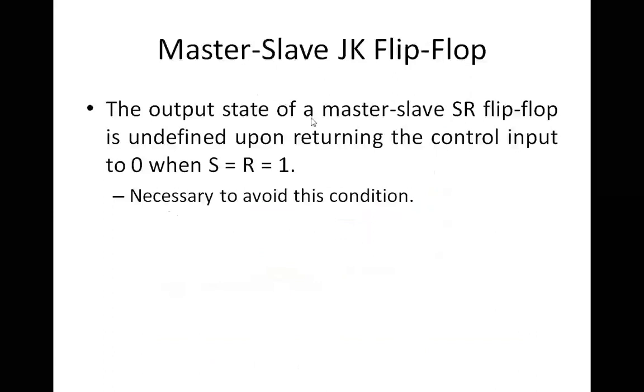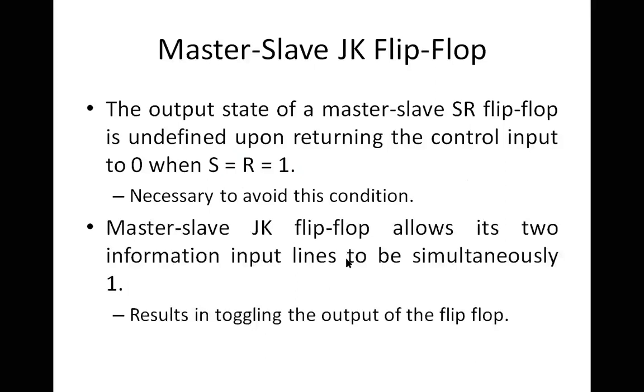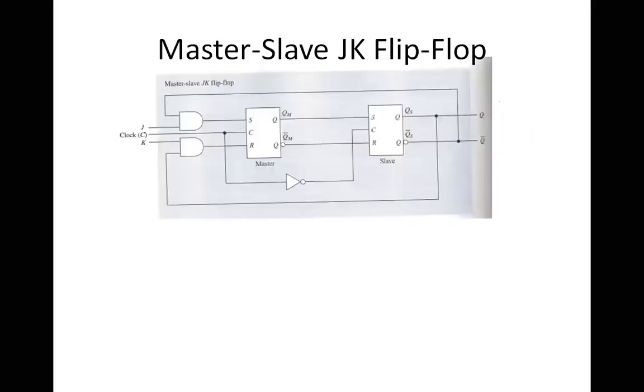Okay, so in order to control this undefined state, I hope you are following. Undefined when S and R both are 1. So it's important for us to avoid this. The master slave JK flip-flop allows its two information input lines to be simultaneously 1, which results in toggling of the output of the flip-flop. Toggling is somewhat better than invalid outputs.